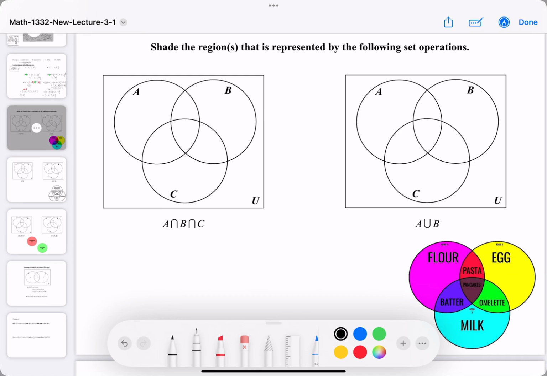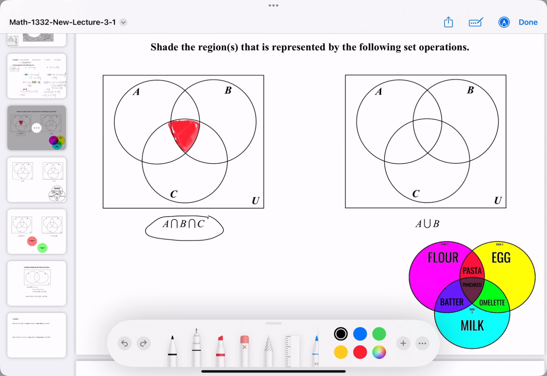Let's shade the regions represented by the following set operations. What is our operation? A and B and C. That means this part is in A, B, and C. So which region? Here. This small area is in A, because A is the big circle here, and this part is also in B, and also this shaded area is in C. So the red part is the intersection of A, B, and C.